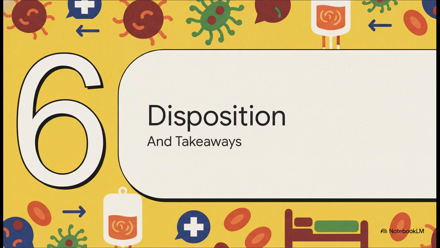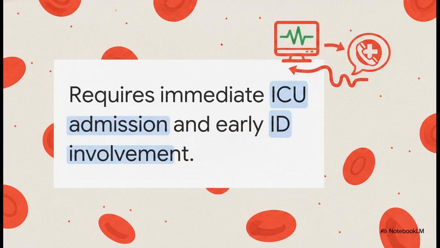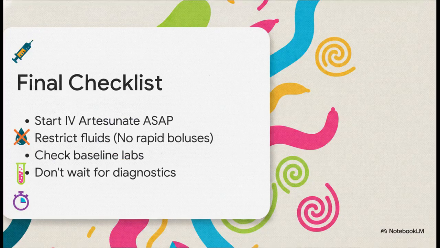Finally, Section 6, Disposition and Takeaways. Let's wrap up with how we safely transition this patient out of the ED and consolidate these clinical pearls. Any patient meeting severe criteria needs immediate admission to the intensive care unit. The risk for recurrent seizures, crashing glucose levels, worsening metabolic acidosis, and delayed onset ARDS requires constant, meticulous monitoring. And you definitely need to involve your infectious disease specialists as early as possible to help with ongoing drug regimens and monitoring for recrudescence.